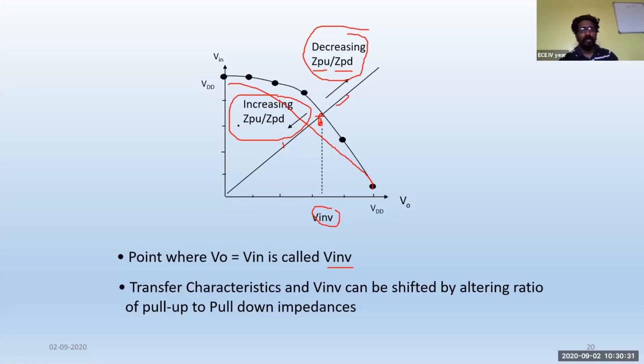And you can even see the impedances. Impedance has also been given here: impedance of the pull-up divided by impedance of the pull-down. If the value is increasing, then definitely it comes down in the linear structure. If the value is decreasing, it goes up like this. The linear diagram is drawn.